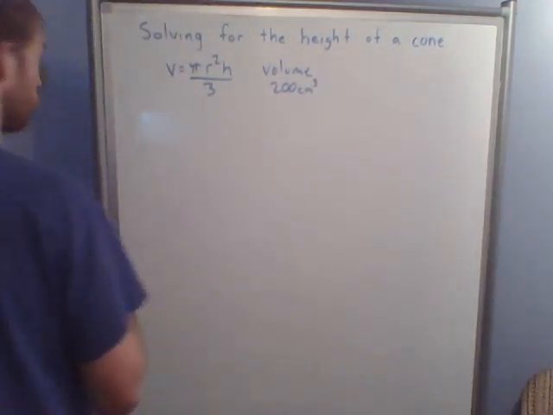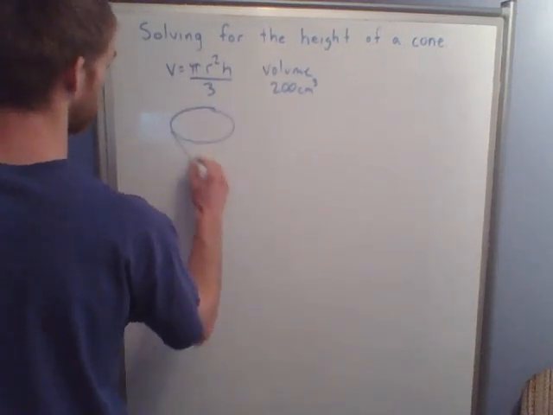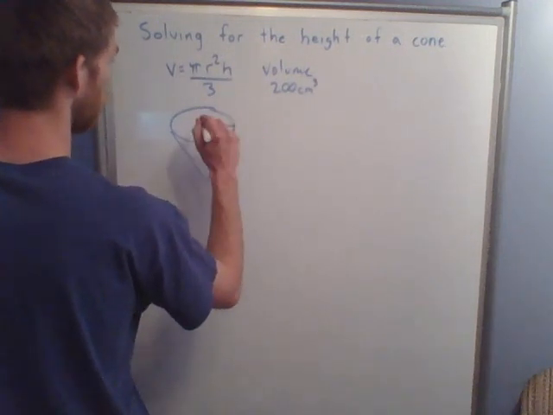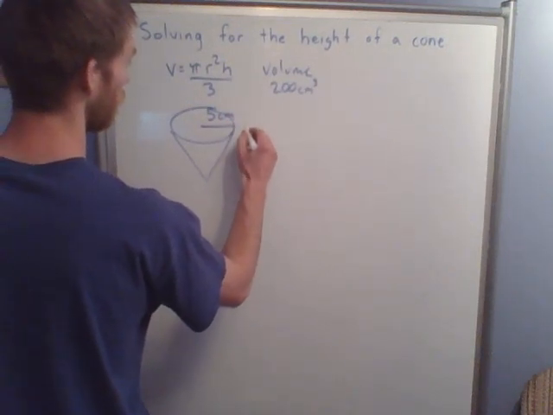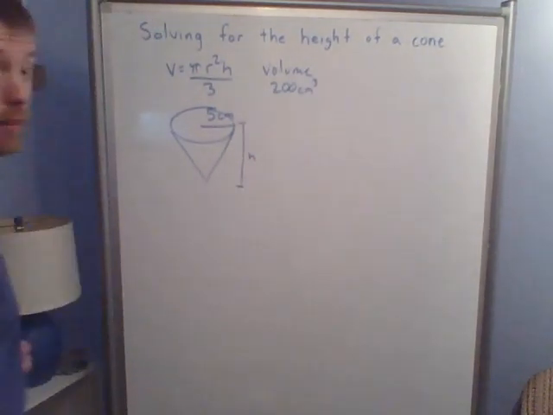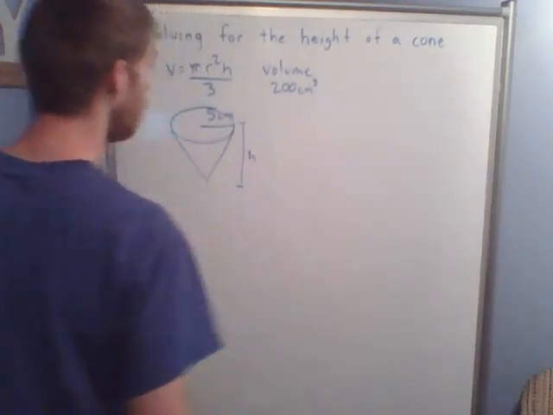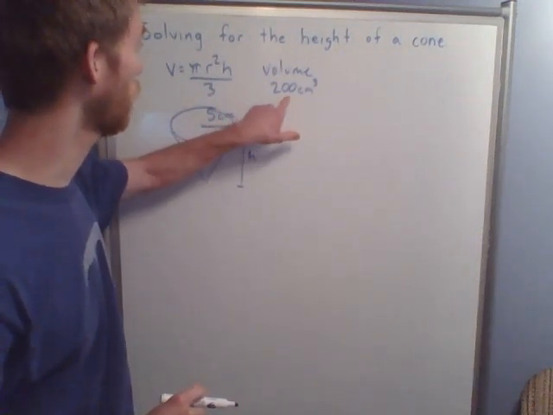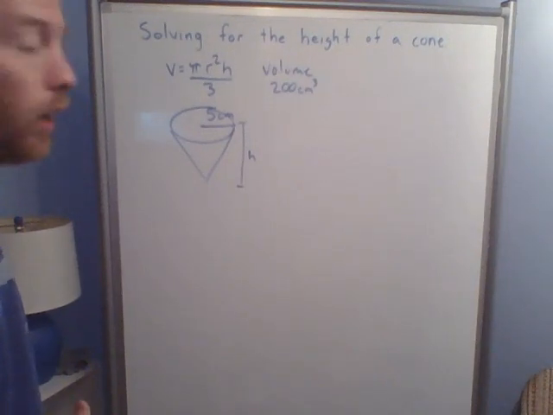Let's go ahead and draw our cone and see what it looks like. So here it is. We know the radius is 5 centimeters, but we don't know the height. We don't know h. So what I can do is plug in the radius that I do have and the volume I have into the formula. I'm just going to plug those numbers in where they go.